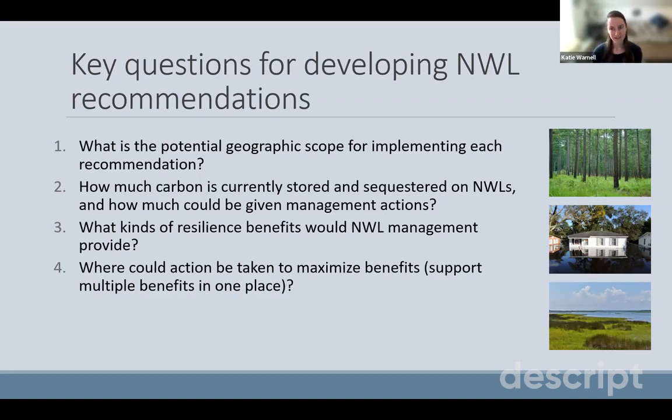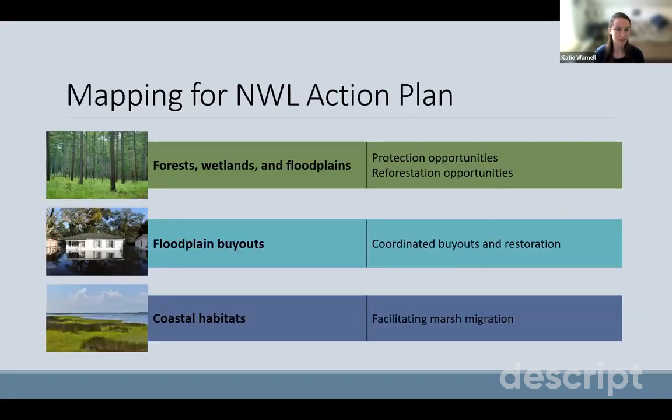So we're hearing these questions across the groups, and what we ended up doing in our primary role in this process was a mapping project to answer these questions and provide the information the groups needed to develop their recommendations. So this is an overview of what we ended up mapping.